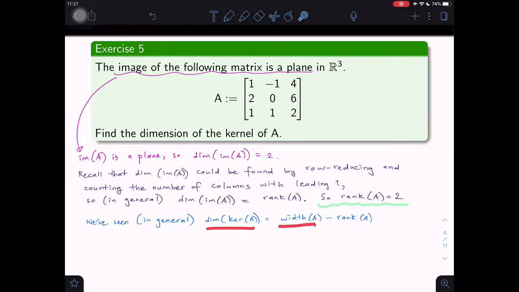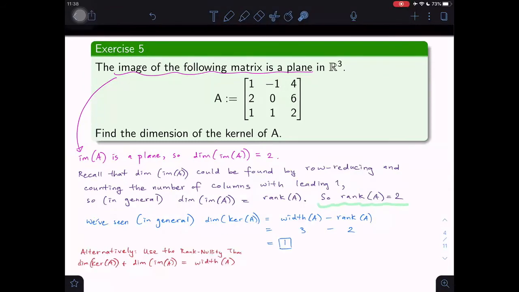We have seen in general that the dimension of the kernel of a matrix is the width of the matrix minus the rank. The width of the matrix is 3 and the rank is 2. So the dimension of the kernel of the matrix is 1. Alternatively, you can use the rank-nullity theorem, which says that the dimension of the kernel plus the dimension of the image is the same as the width.